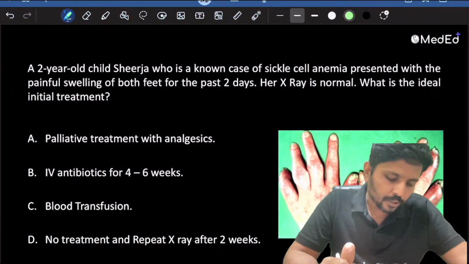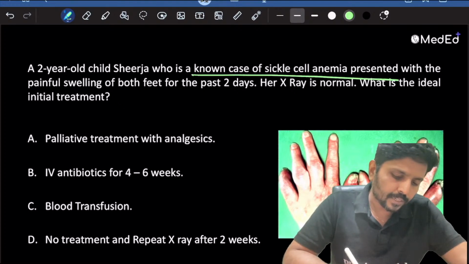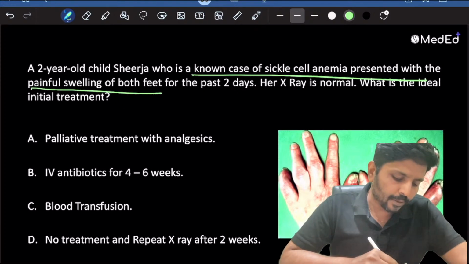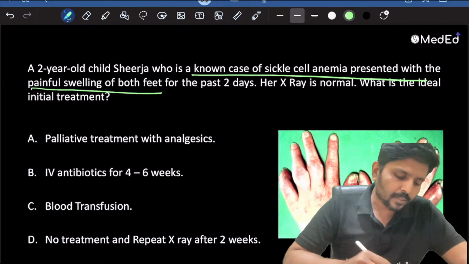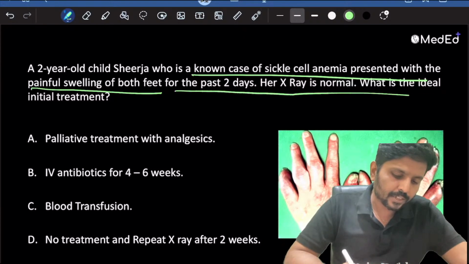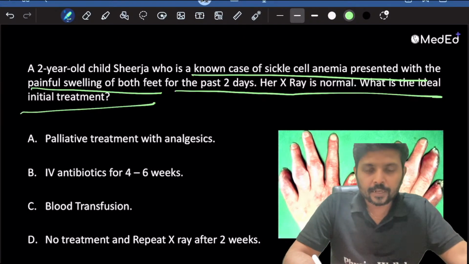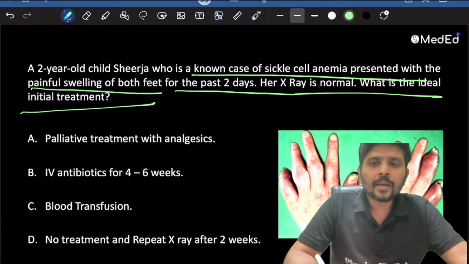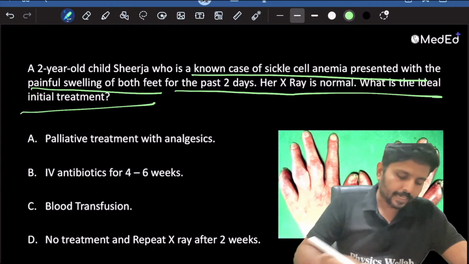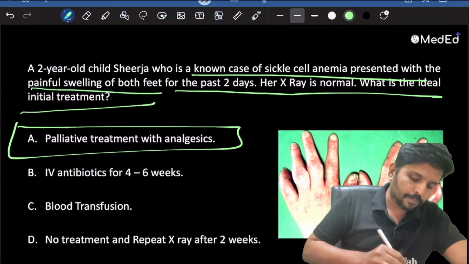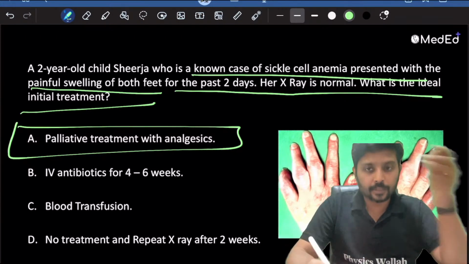A 2-year-old child who is a known case of sickle cell anemia presented with painless swelling of both feet. X-ray is normal. What is the ideal treatment? You all know that the most common, or the first, manifestation of sickle cell anemia is dactylitis, bilateral symmetrical painful swelling. For dactylitis, the treatment of choice is palliative treatment with analgesics.